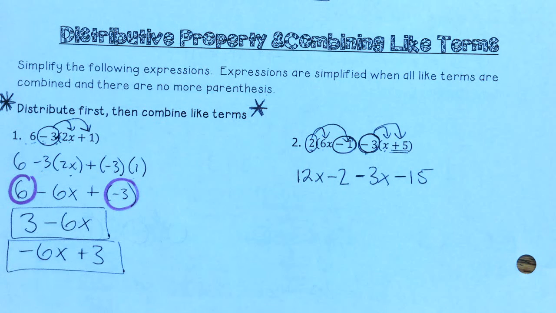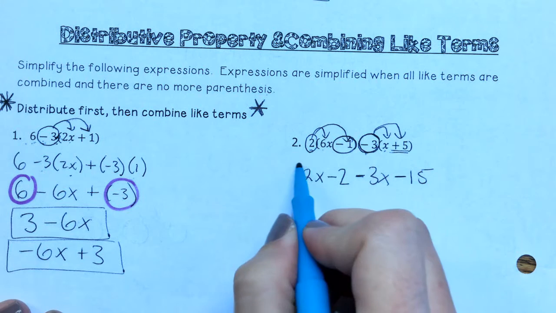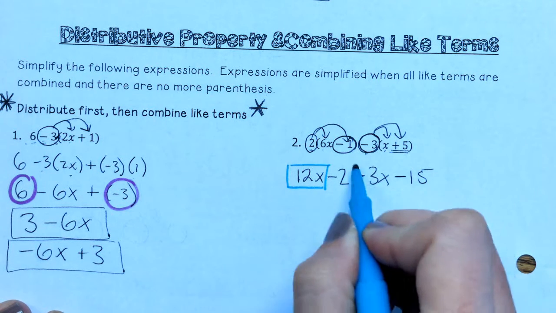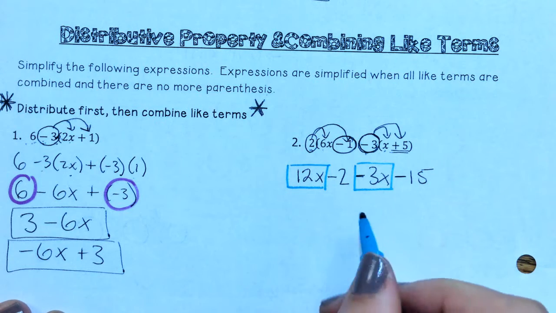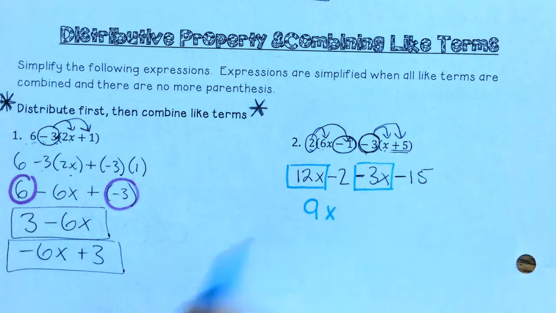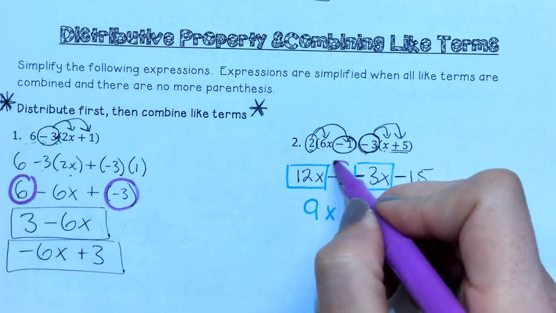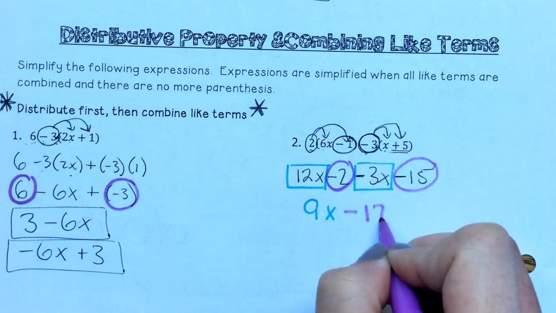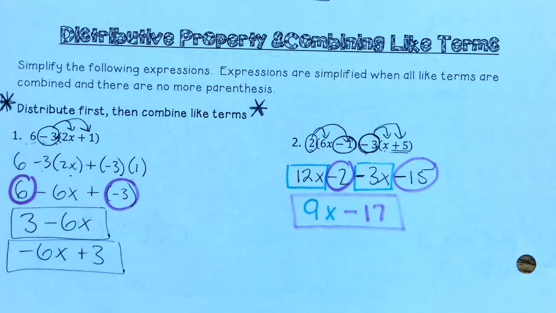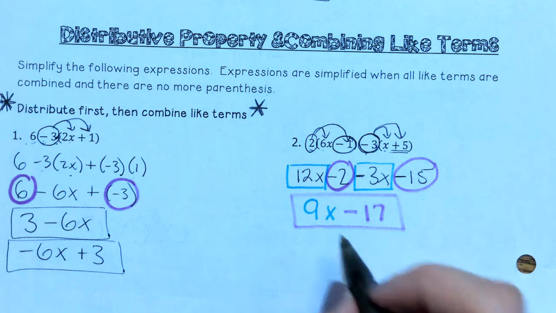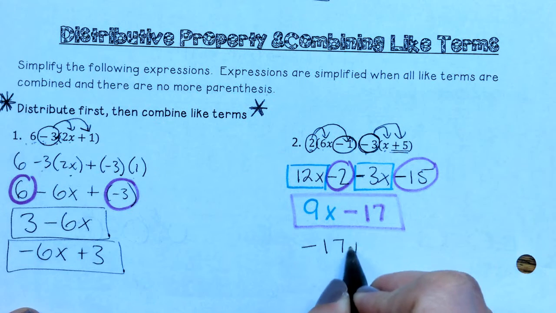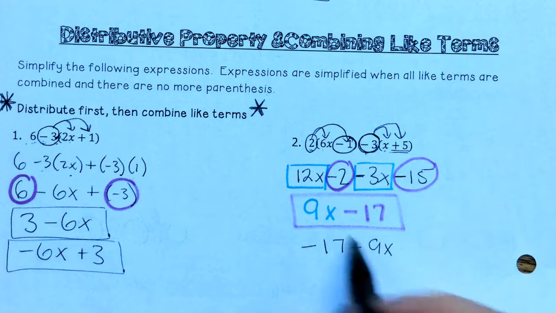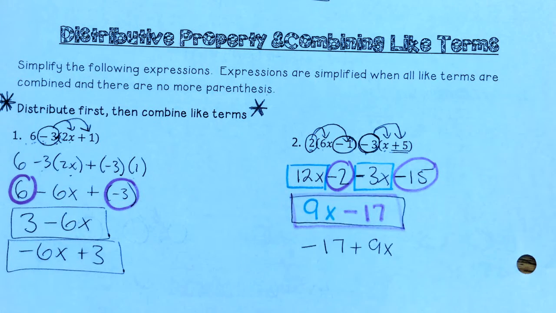So no more parentheses. We've done all of our distributions. So then we're going to combine our like terms. 12x and negative 3x makes 9x. Negative 2 and negative 15 is negative 17. So 9x minus 17. That's the same thing as negative 17 plus 9x. But I would try and write the variables first. Questions?